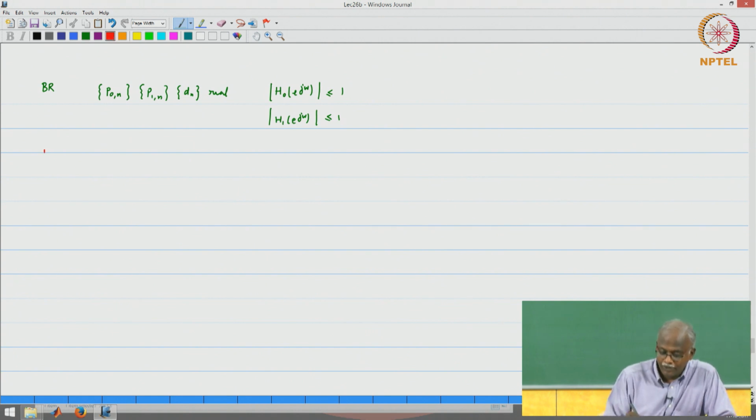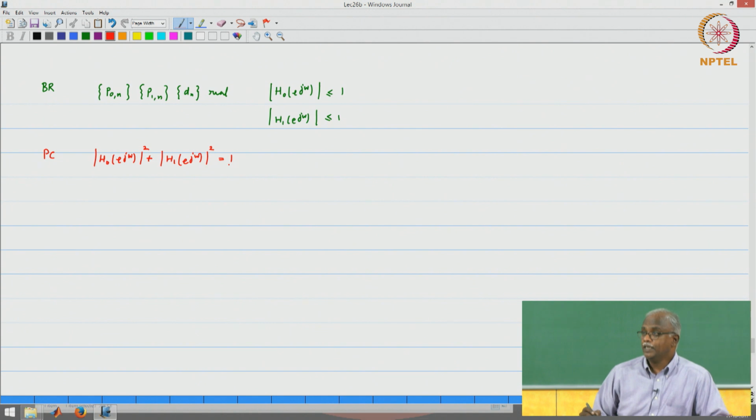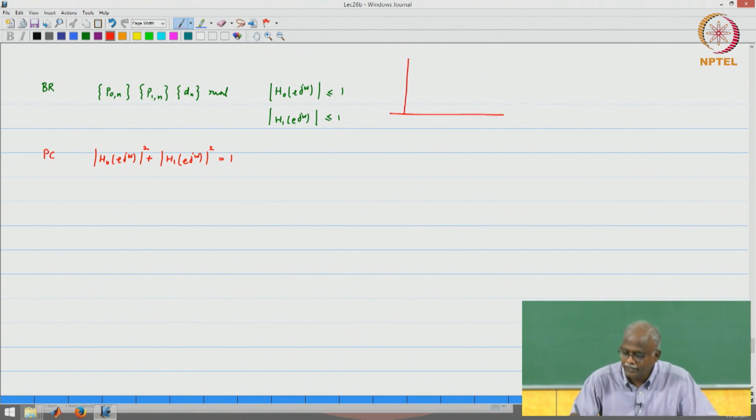Second condition: they are power complementary, which basically says the magnitude squared of H0(e^jω) plus the magnitude squared of H1(e^jω) must be equal to a constant. Now this is not counterintuitive, because they are power complementary and bounded, which means that wherever H0 touches the value 1, the other one has to go to 0, only then can they satisfy this. So actually it will give you a nice picture if you want to visualize it.